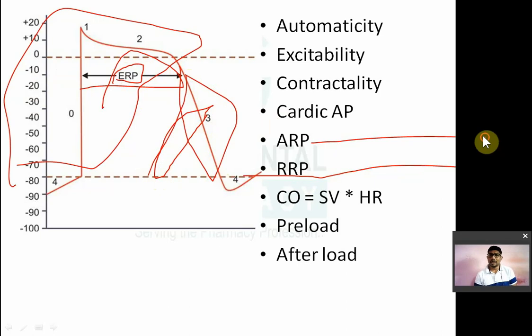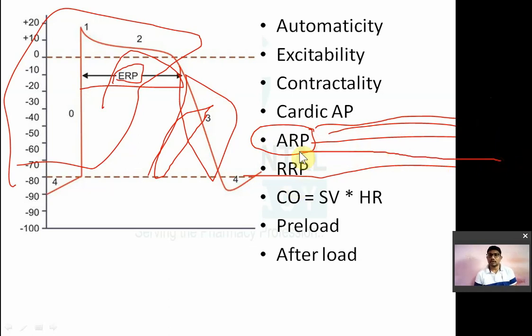OK, in the absolute refractory period, if another stimulus comes at this time, depolarization does not happen a second time. Here the absolute refractory period is going on, phase 0 and phase 1. Even if another strong stimulus comes at that time, depolarization will not happen. During the ARP, the absolute refractory period, though there is another stimulus, it will not cause depolarization. But in case of the relative refractory period, if there is a strong stimulus, that can initiate another depolarization.